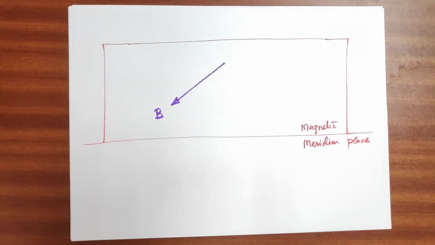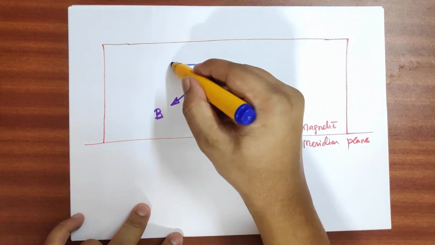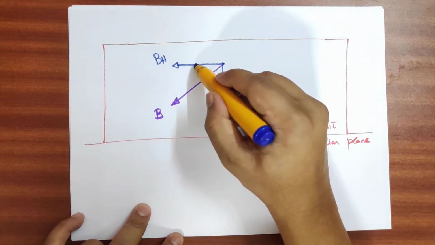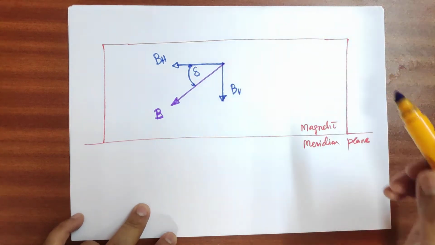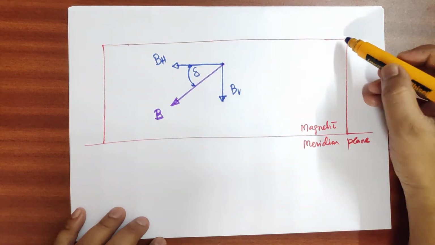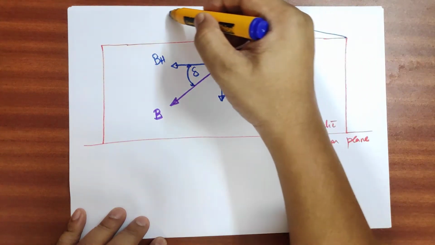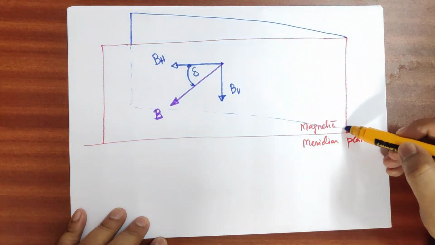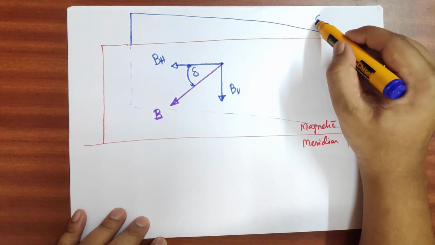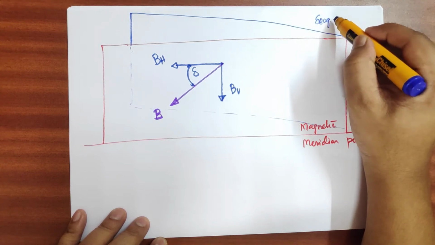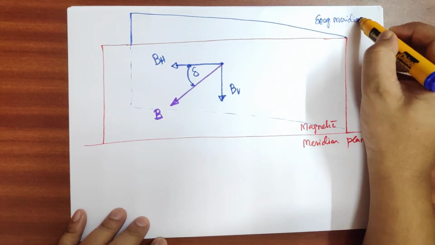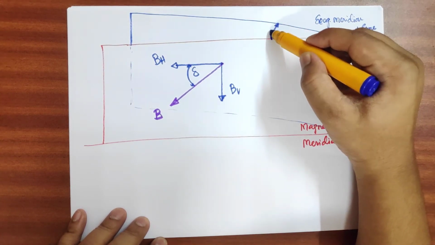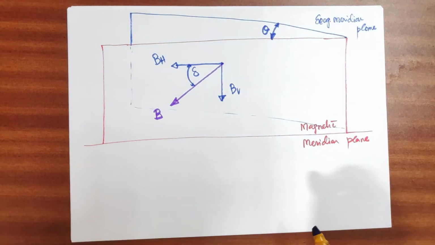And this B has two components, BH and BV. This is the angle of dip at that place, and if you have the geographic meridian plane at this location, it may be like this one, right? Geographic meridian plane. Then the angle between these two planes at a certain location is the angle of declination.